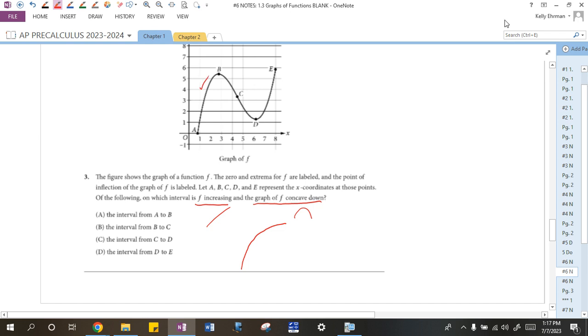A to B looks like that. B to C is concave down but decreasing. C to D is concave up but decreasing. And D to E is concave up and increasing. So only A to B.